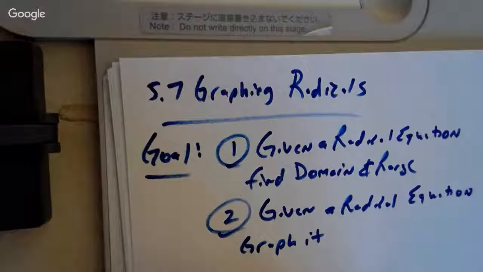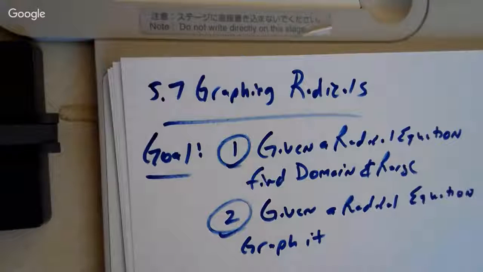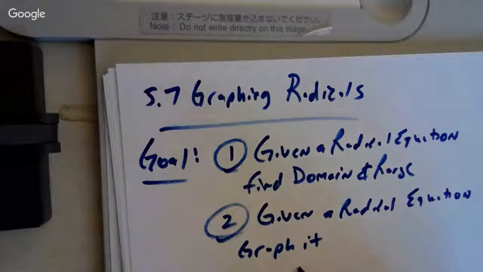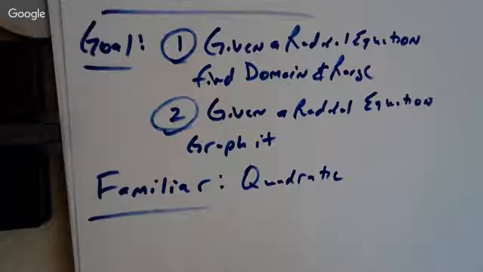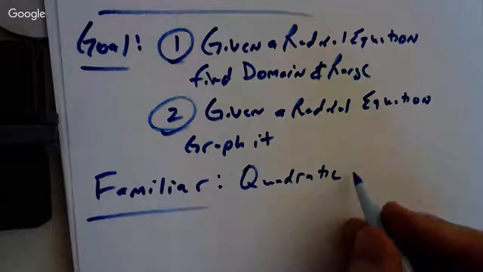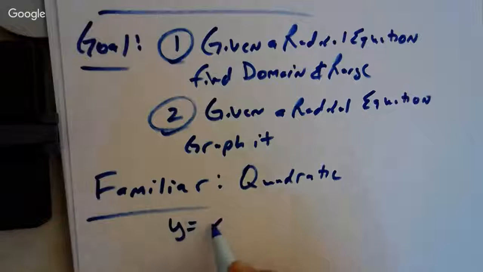First, we are going to go back to the familiar and then go into the new stuff that we're going to talk about today. We're going to go back to our old friend, the quadratic. As you'll notice, I'm comparing what we're doing with radicals to an old friend, quadratics, because radicals are just the inverse of a quadratic. Quadratics, we had our old friend y is equal to x squared.